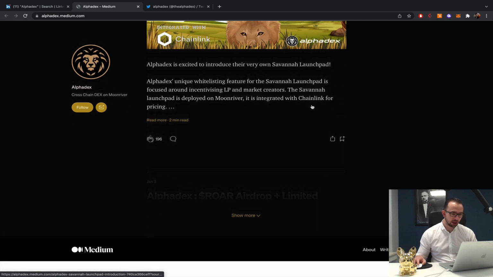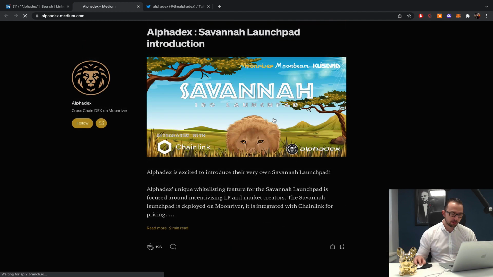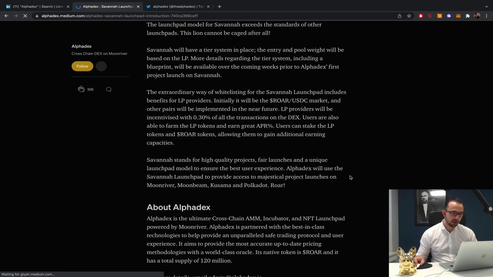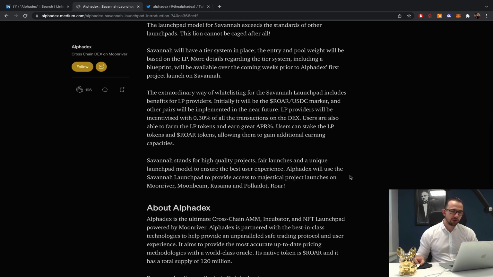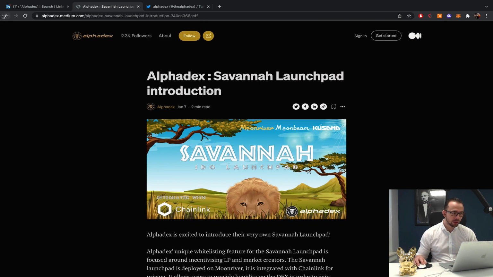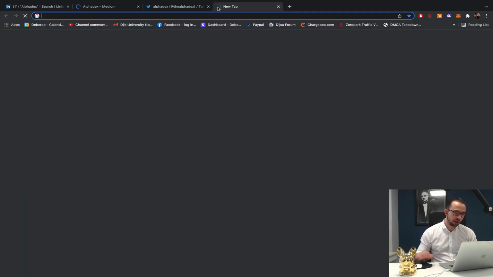Because I was scrolling here earlier. So they've been talking about the Savannah launchpad, which is quite interesting because that is my main, not my main focus, but my main point of interest, definitely, right? Which looks quite good that they have the option to add that in, specifically because it's on Moonriver, right?